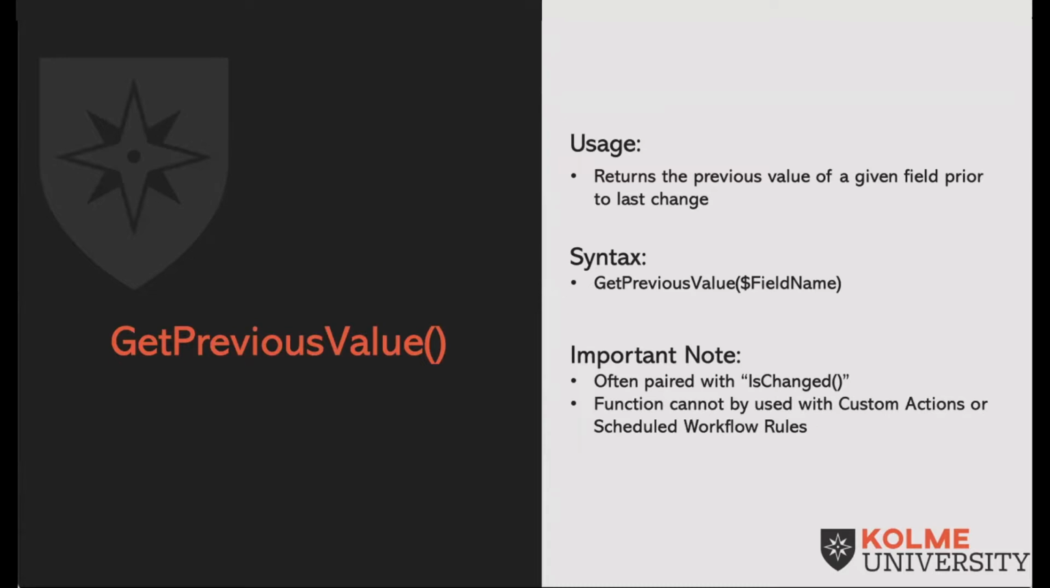However, one important thing to know about both IsChanged and GetPreviousValue is they can't run on a custom action or a scheduled workflow rule. Custom actions are triggered by a user, scheduled workflow rules are triggered on a schedule, and GetPreviousValue and IsChanged are triggered directly by the system based on defined evaluation criteria. So for today's video, instead of a custom action, I've set up a very simple workflow rule.